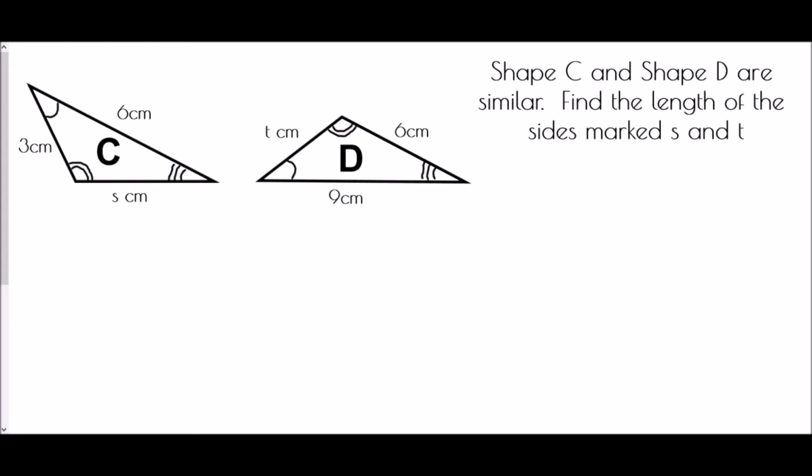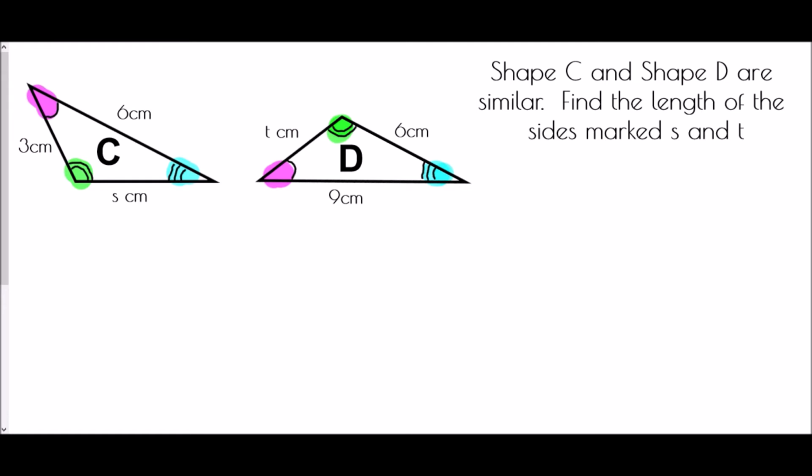Now with this one, it's very important that we understand the notation that has been used here. What this is saying, by using different numbers of lines, is telling us which angles correspond to each other. Therefore, the one which has a single line corresponds to the angle which has a single line in the other shape. The one which has 2 lines corresponds to the one that has 2 lines. And finally, the one that has 3 lines corresponds to the one that has 3 lines.